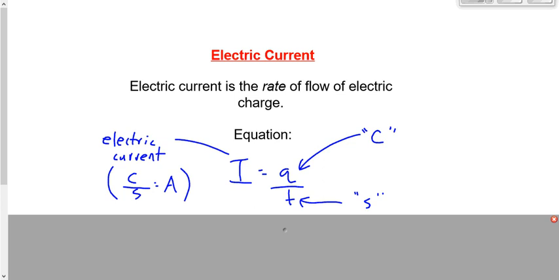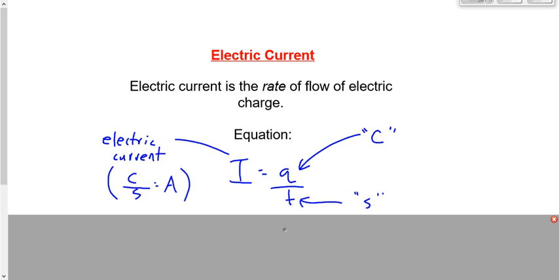The unit for current is an amp, an ampere, or a coulomb per second. Exactly the same thing. Just like a newton second is the same as a kilogram meters per second. Just like a newton second is a kilogram meters per second, a coulomb per second is exactly the same thing as an ampere or an amp.